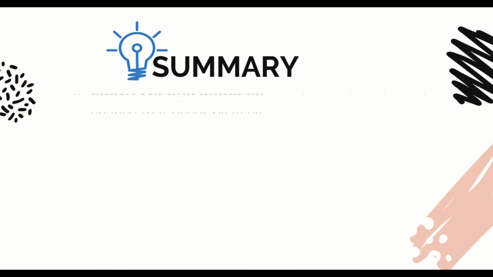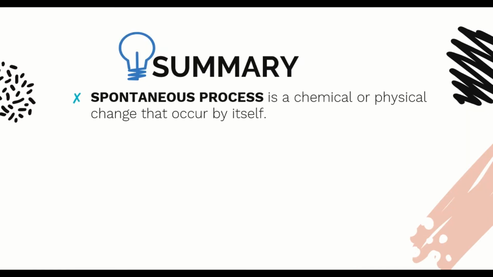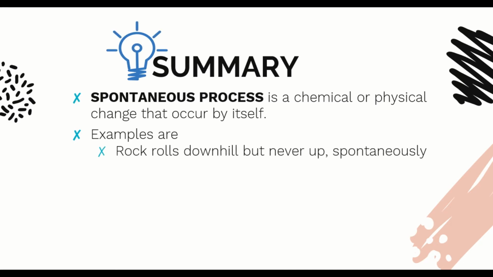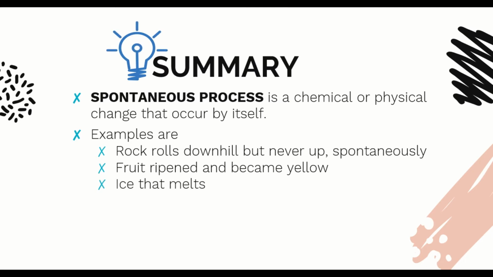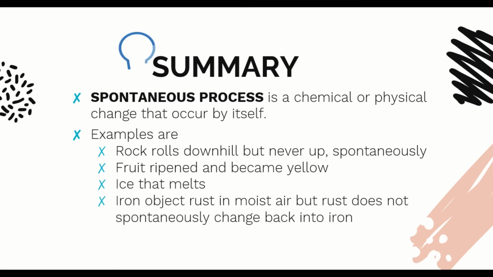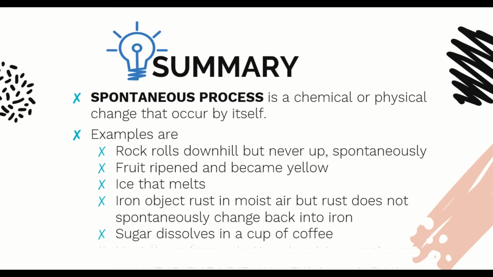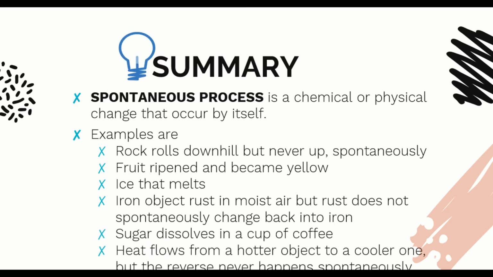To summarize, a spontaneous process is a chemical or physical change that occurs by itself. Here are examples of spontaneous processes. A rock rolled downhill. Fruit ripened and became yellow. Ice that melts. Iron object rust in moist air. Sugar dissolves in a cup of coffee. And lastly, heat flows from hotter to colder.